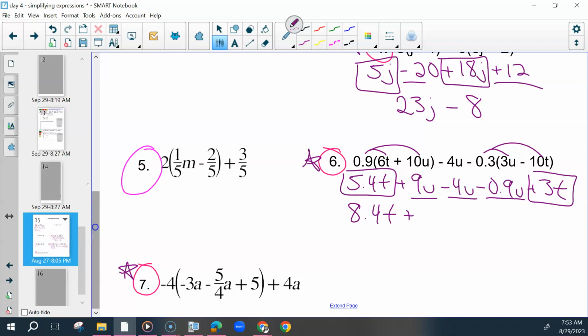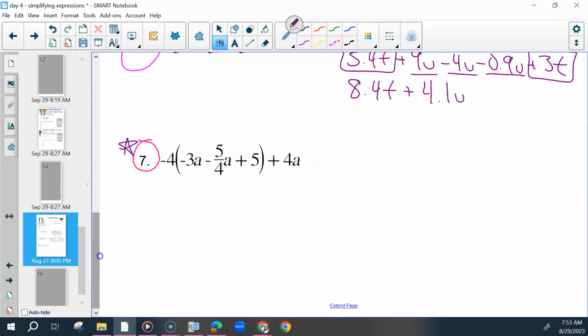This is going to be 2.2. Wait, oh no, one of them is 9. Double check that one, because we're subtracting here, and we're subtracting here. 4.1. 4.1. That seems fine. Questions on that problem? Last one.